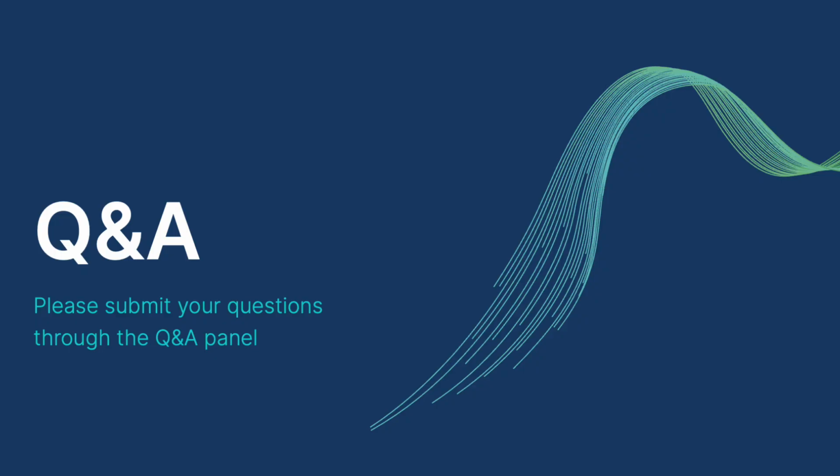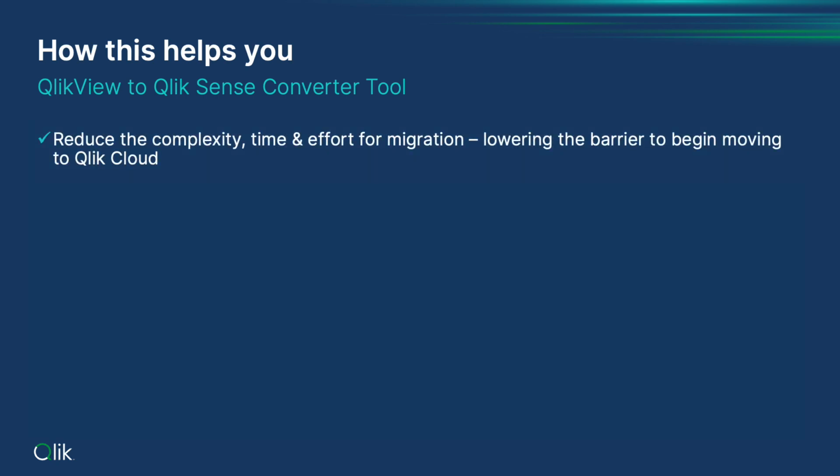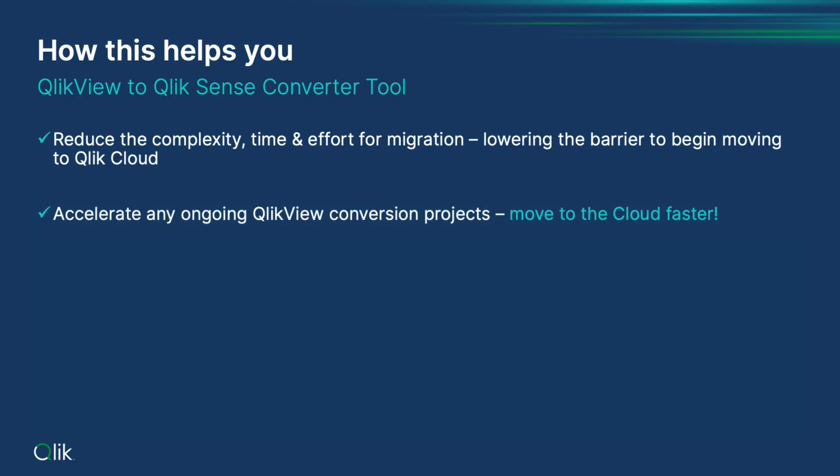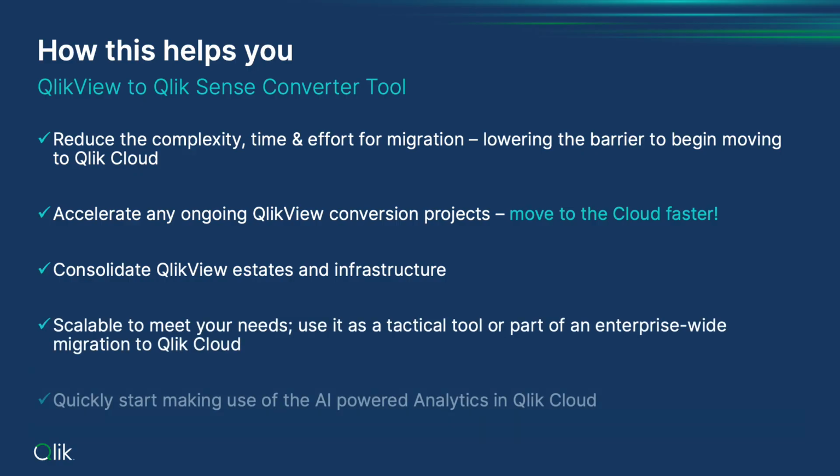So just wanted to summarize how this helps you. The QlikView to QlikSense converter tool reduces the complexity. It lowers the barrier for you to move to Qlik Cloud and also just to convert to QlikSense. It can accelerate any ongoing conversion projects you have today. It's available to download now from the Qlik product downloads. You can begin to consolidate your QlikView estates and infrastructure. It's also scalable to meet your needs. And all this is to say it could quickly make you start using all of the AI capabilities that are available in Qlik Cloud. Those applications can even move with data, and then you can enhance and improve them with AI going forward.